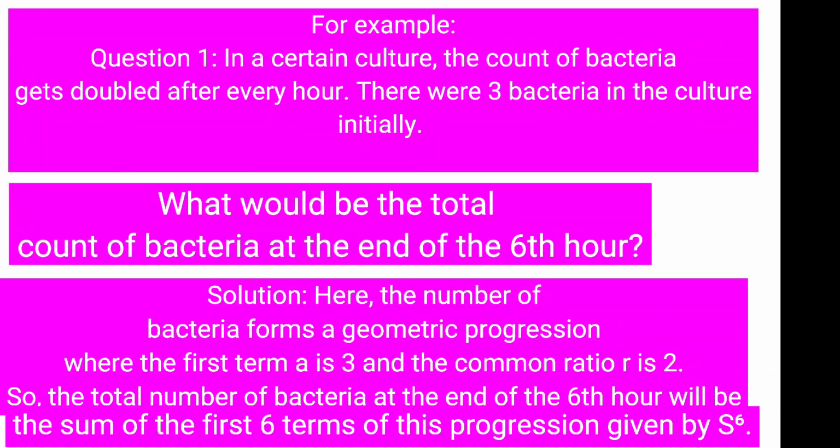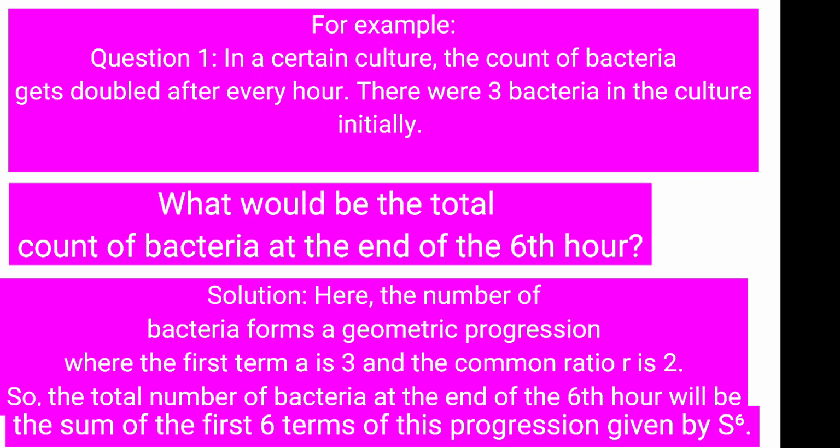For the examples, question number 1. In a certain culture, the count of bacteria gets doubled after every hour. There were 3 bacteria in the culture initially. What would be the total count of bacteria at the end of the 6th hour? And here is the solution. Here, the number of bacteria forms a geometric progression where the first term a is 3 and the common ratio r is 2.